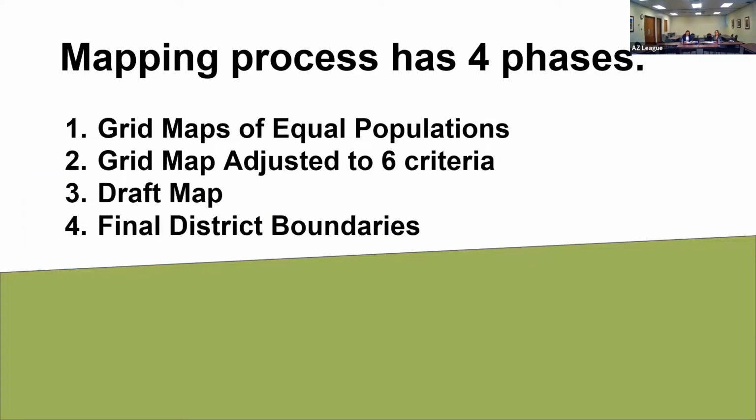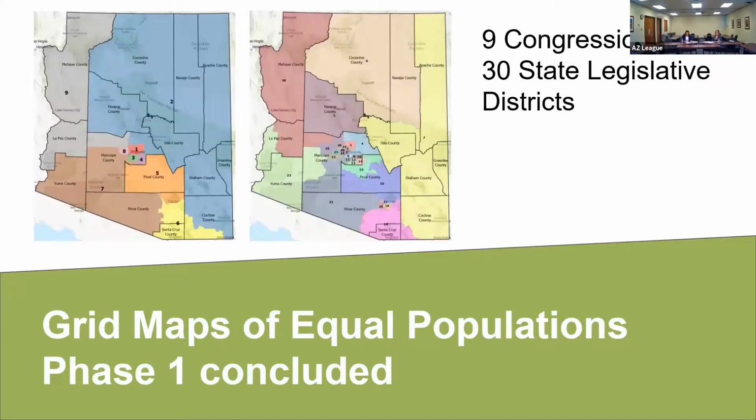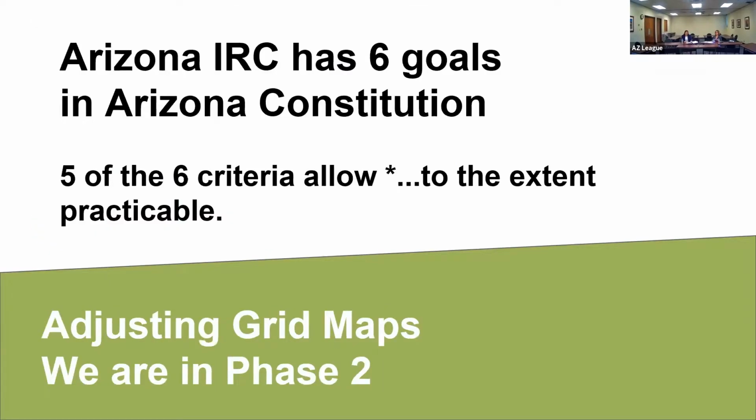So essentially I've gone over several of the phases, or the 4 phases already, but the biggest part and the most important part of this process are the 6 criteria that the commissioners must consider, the goals that the commissioners must have when drawing the maps. There are 9 congressional districts and 30 legislative districts, so they have to keep it to those numbers. And the grid maps, again, were of equal population. But the 6 goals, 5 of which add in language that says to the extent practicable.